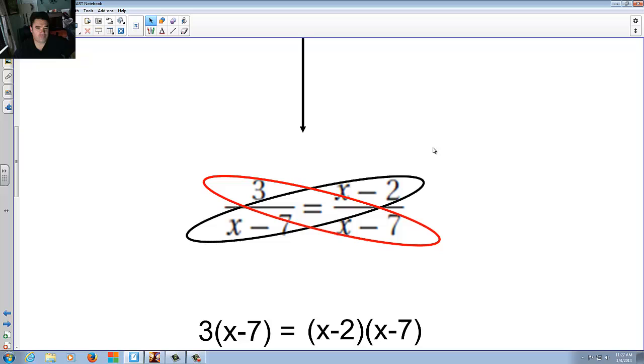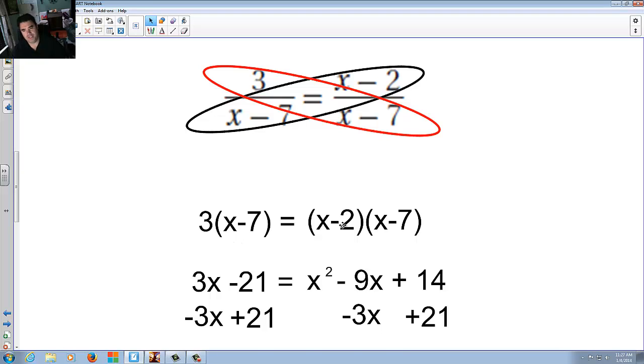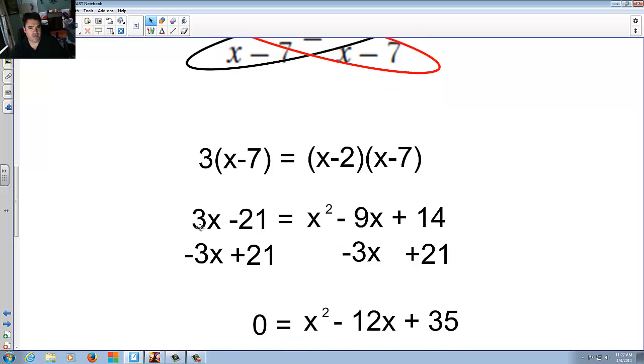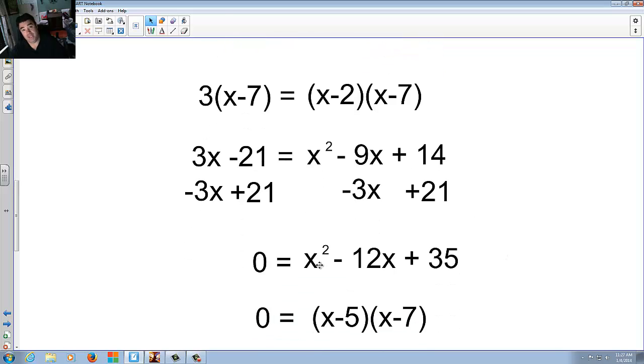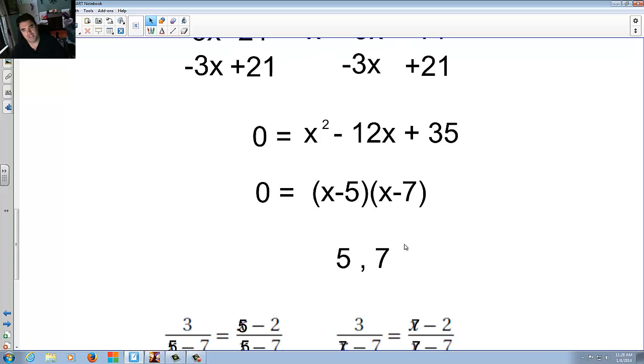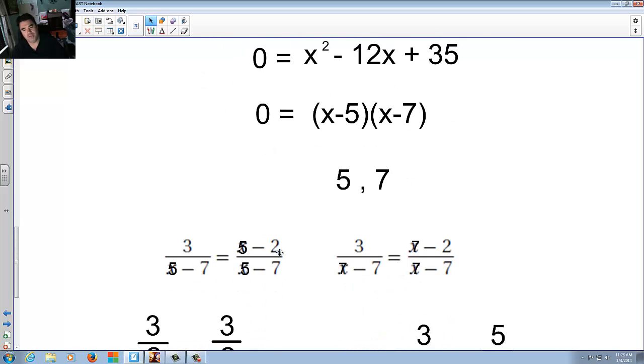Alright. They did crisscross applesauce. 3 times x minus 7 and x minus 7 times x minus 2. So that gives 3x minus 21 and x squared minus 9x plus 14. So you go ahead and minus 3x to both sides, add 21 to both sides. X squared minus 12x plus 35 splits into an x minus 5, x minus 7, so 5 and 7. Plug them both in to see which one works.